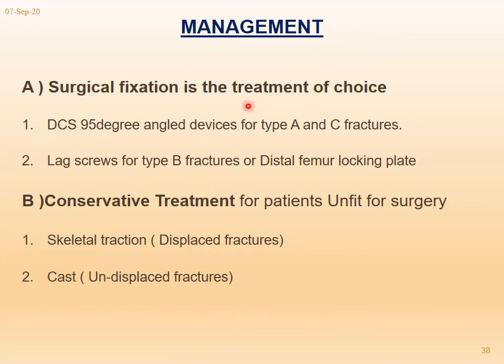Surgical fixation is the treatment of choice because no deformity is acceptable in these. Like DHS, there is a device used here, the DCS. This has a 95-degree angle which fixes the condyles in type A and type C fractures. Lag screws are used for type B fractures, or a distal femur locking plate is also used for fixation or restoration of anatomy in these fractures. Conservative treatment by skeletal traction and cast is also undertaken when the patient is not very fit.